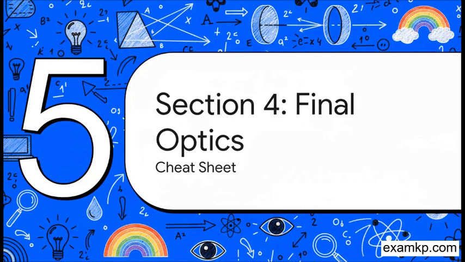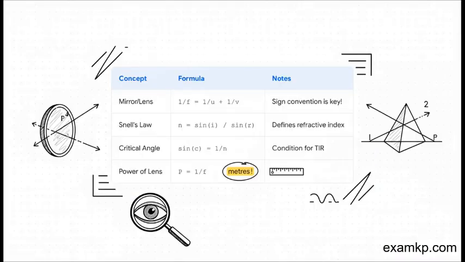Now, to make sure all this information sticks in your brain, let's wrap everything up with a final cheat sheet. Think of this as your last-minute revision guide before you walk into that exam hall. Here they are, the essential non-negotiable formulas you have to know for your exam. The mirror and lens formula, Snell's law, the critical angle relationship, and the power of a lens formula.